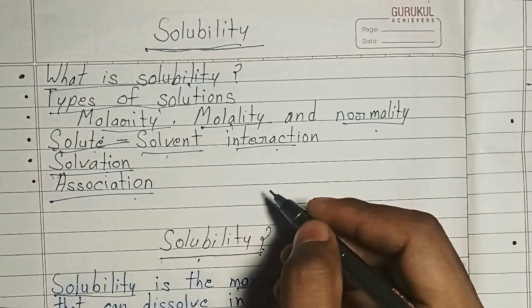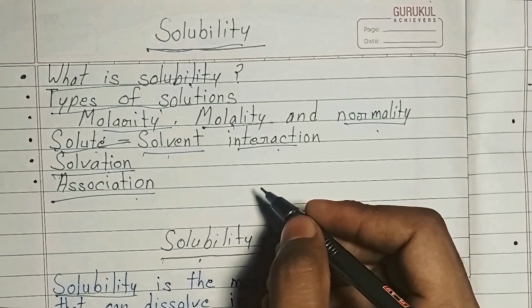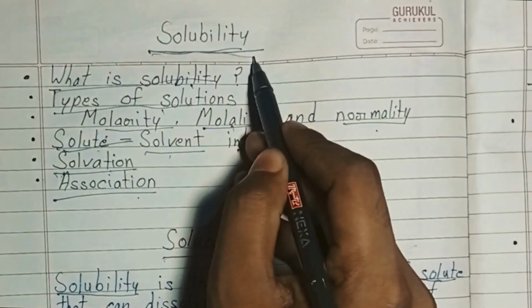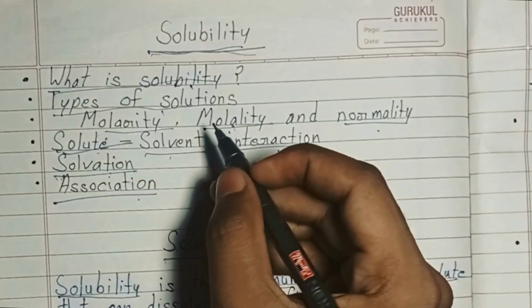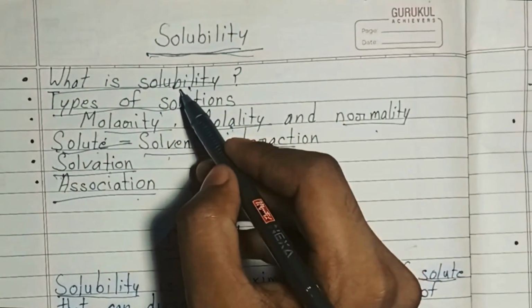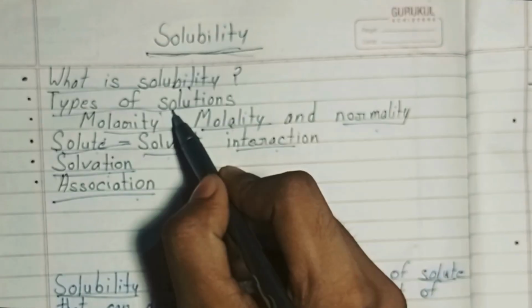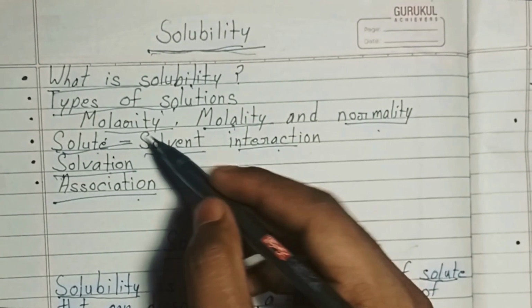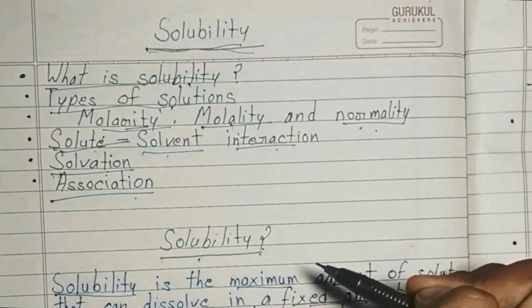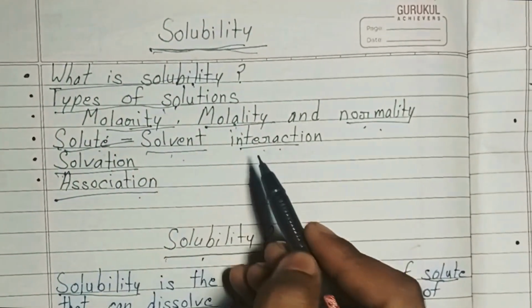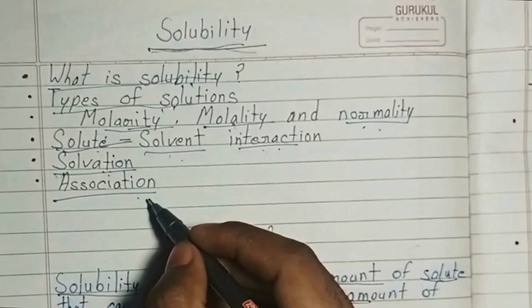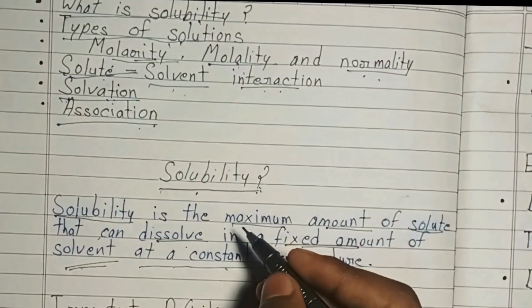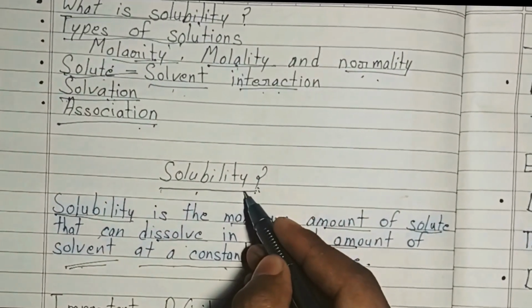So today we are going to learn one of the most important topics in physical pharmaceutics, which is solubility. We are going to learn what is solubility, the different types of solutions and the solubility expressions, molality and normality, and what is solute-solvent interaction, and after that solvation and association. Okay, so let's begin with the most important question. What is solubility?